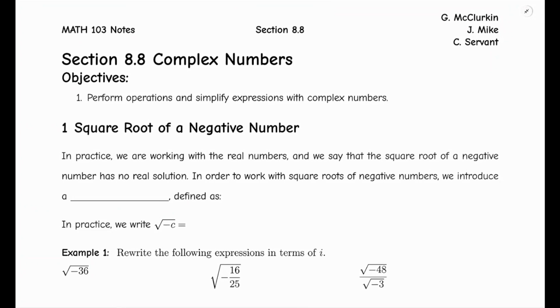Hello, this is section 8.8, complex numbers. Square root of a negative number.